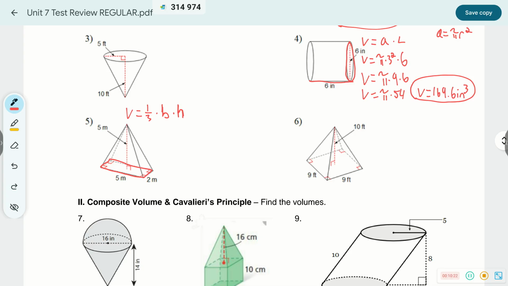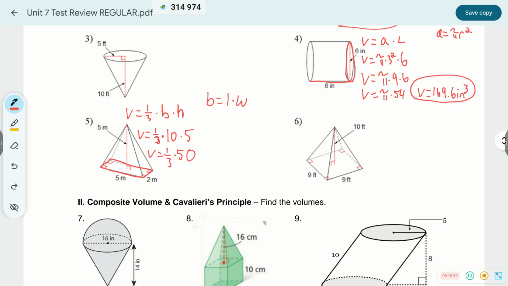So that's going to be volume equals 1/3 times the base, where the base equals length times width. Our length is 5 and our width is 2. So what's 5 times 2? 10, times the height, which is 5. So the volume is 1/3 times 50. 10 times 5 is 50.